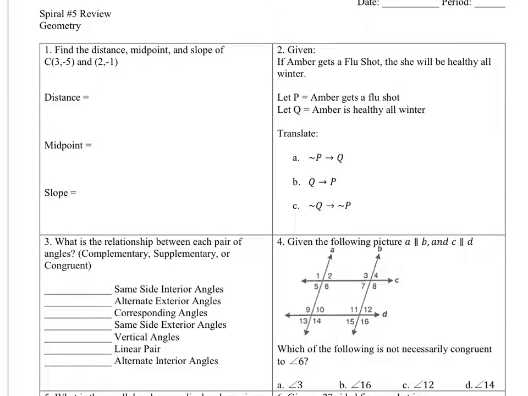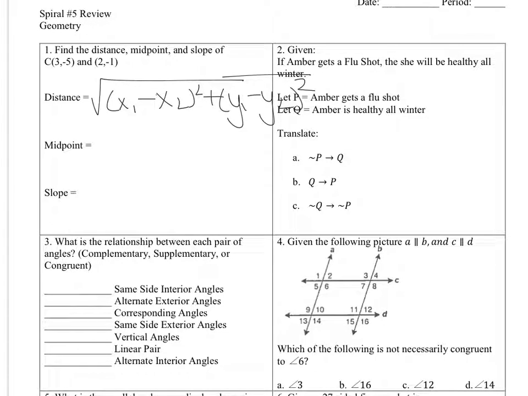Remember the distance formula is the square root of (x1 minus x2) squared plus (y1 minus y2) squared. If you did x2 minus x1 and y2 minus y1, that's fine as long as they're the same. And my midpoint formula is (x1 plus x2 divided by 2, y1 plus y2 divided by 2).